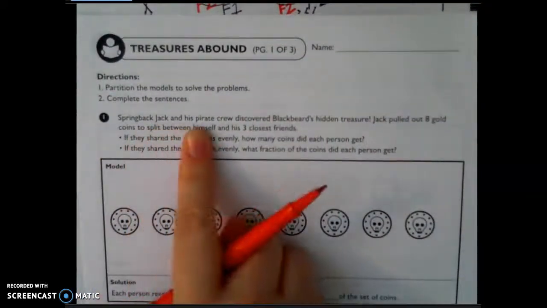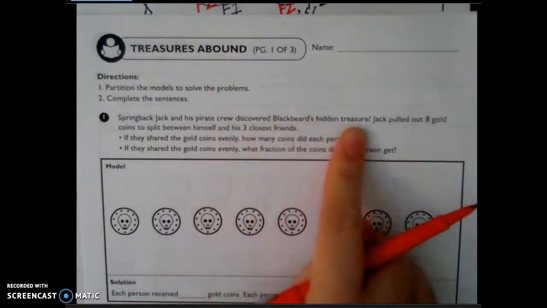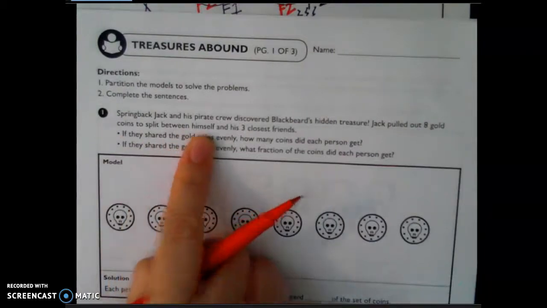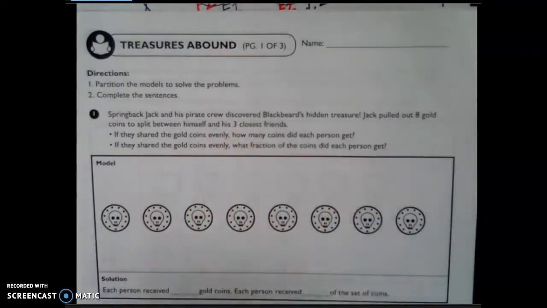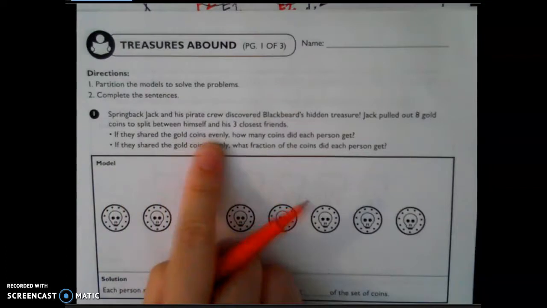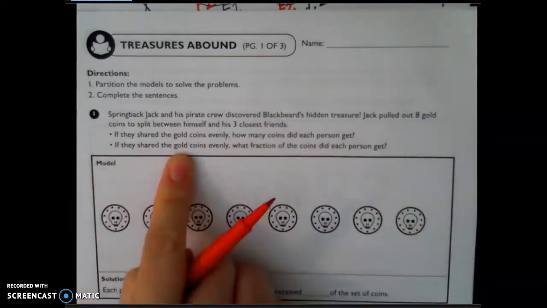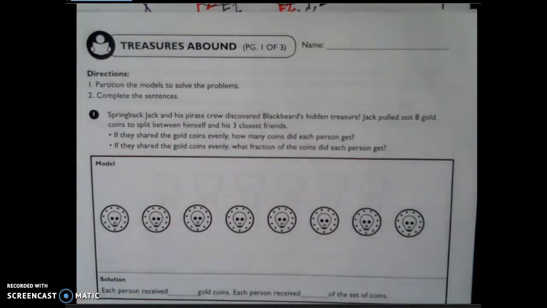Springback Jack and his pirate crew discovered Blackbeard's hidden treasure. Jack pulled out 8 gold coins to split between himself and his 3 closest friends. If they shared the gold coins evenly, how many coins did each person get? If they shared the gold coins evenly, what fraction of the coins did each person get?